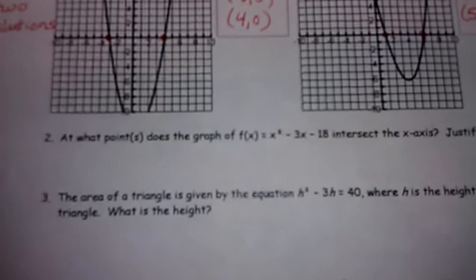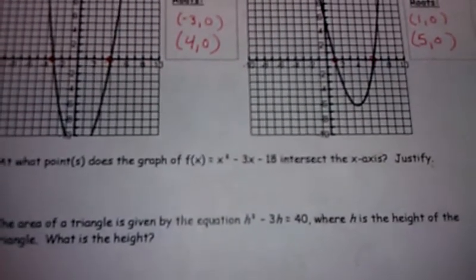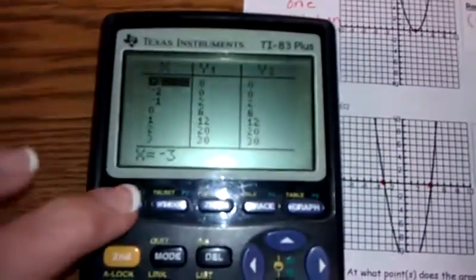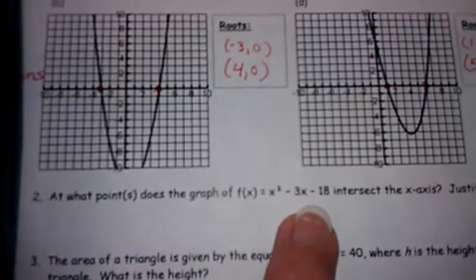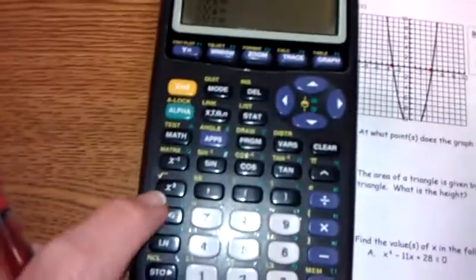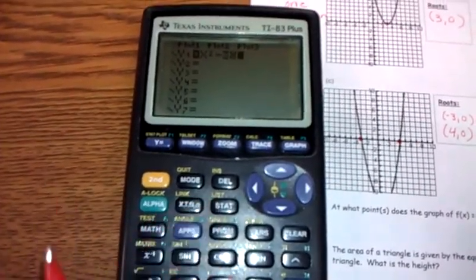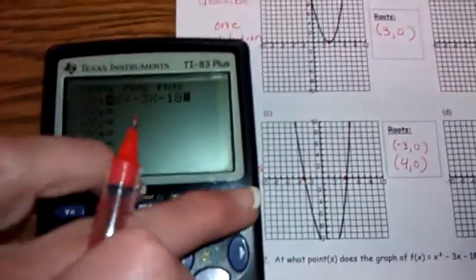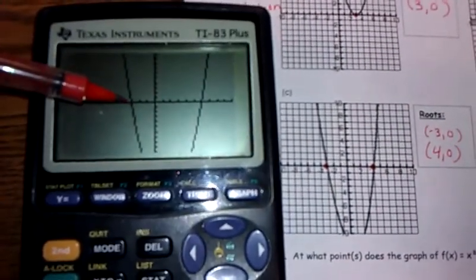The next one says, at what point does the graph of f(x) = x² − 3x − 18 intersect the x-axis? Well, let's go over to our calculator and put it in. It's already in standard form. I'm going to put in x squared, remember the squared button's right here, minus 3x minus 18. Now the first thing I do is press graph and see if I can see it on my graph.